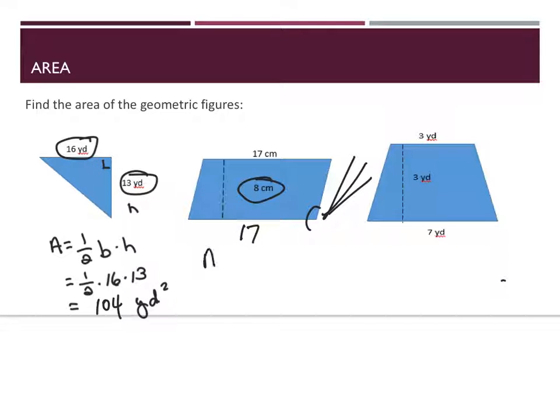So in a parallelogram, the area equals the base times the height. So the area is going to equal 17 times 8. Now notice again, I'm doing 17 times 8. That's going to be centimeters times centimeters, which means when I get my answer of 136, that's going to be centimeters squared.